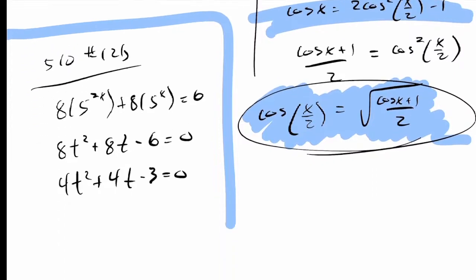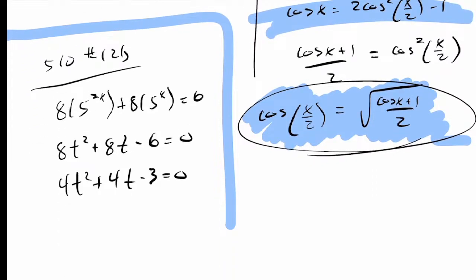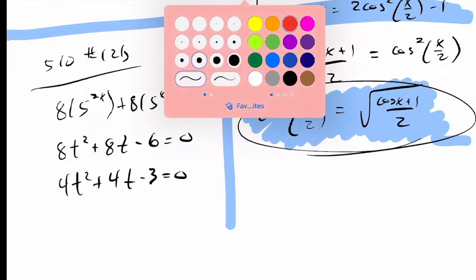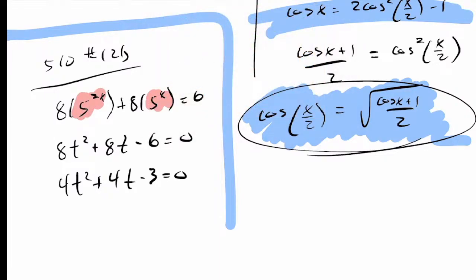We have a quadratic here. Just bring the 6 to the other side. Let t equal 5 to the x, and you have yourself a quadratic 8t squared plus 8t minus 6. And then you can go ahead and solve from there, just like 12a, same style.